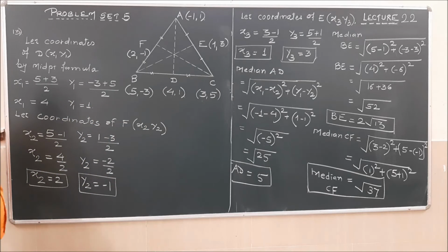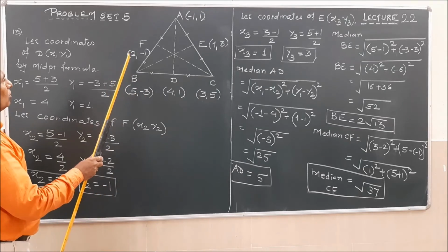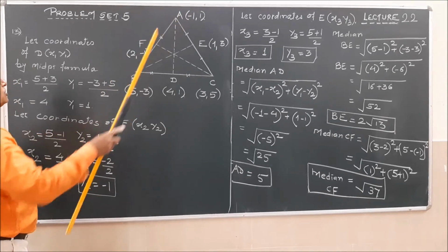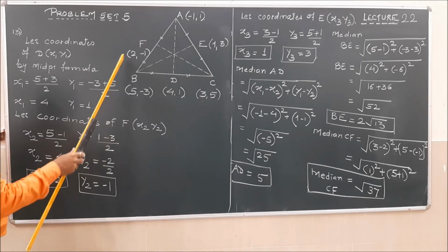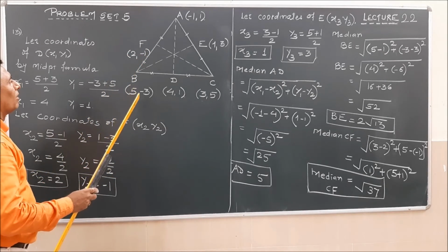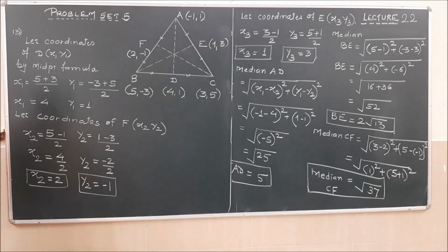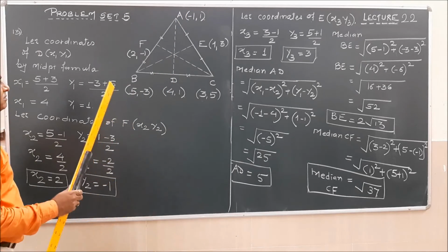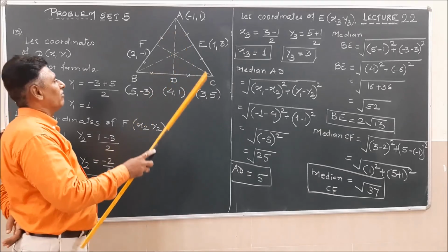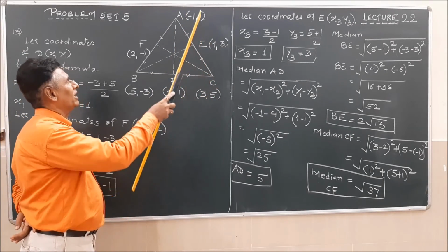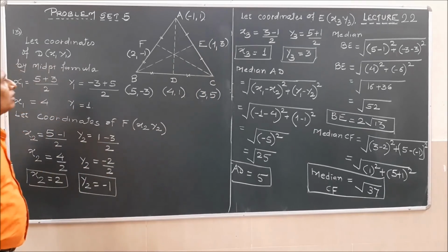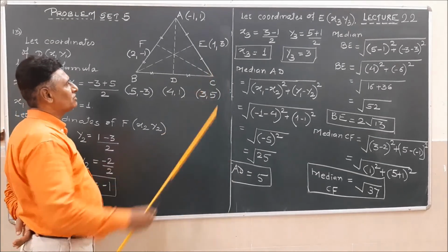Likewise you will find, then I got the coordinates of F as minus 1 plus 5. 5 minus 1 is 4, 4 upon 2 is 2. So here I have 2. Then in the same manner, minus 3 plus 1 is minus 2 upon 2, that is minus 1. In this case, you will find 3 minus 1 is 2, 2 upon 2 is 1. While 5 plus 1 is 6, 6 upon 2 is 3.